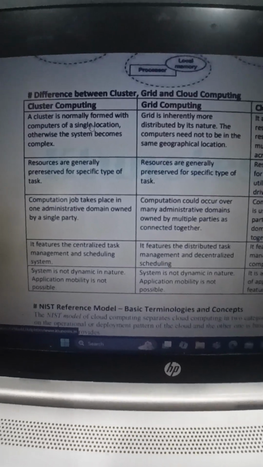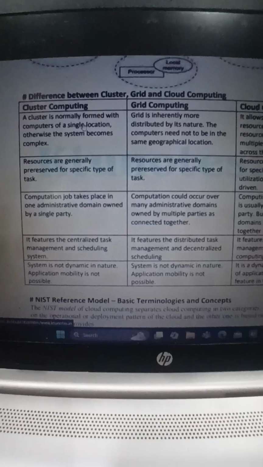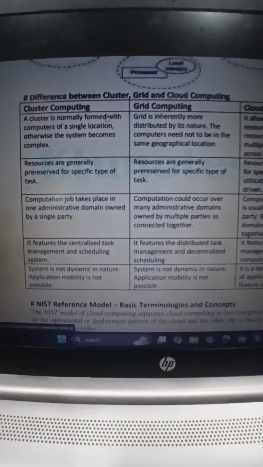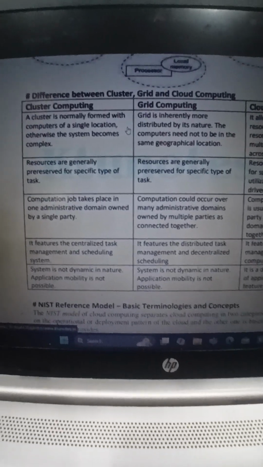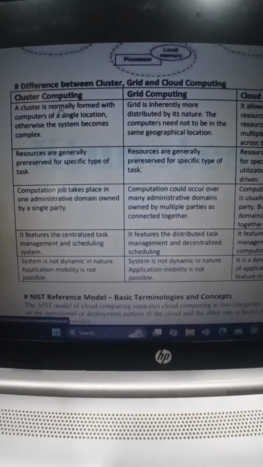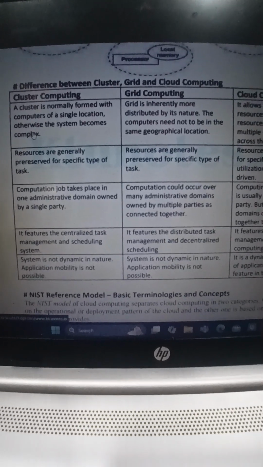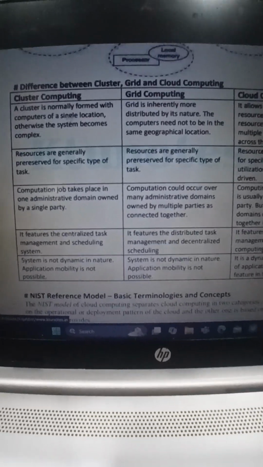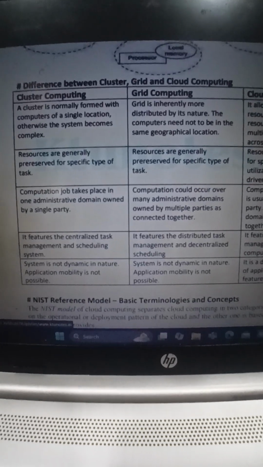Difference between the cluster, grid and cloud computing. Firstly, let's see about cluster computing. A cluster is normally formed with computers in a single location. Otherwise, the system becomes complex. If it is not in a single location, the whole system will become complex. So the cluster normally occurs in a single location.